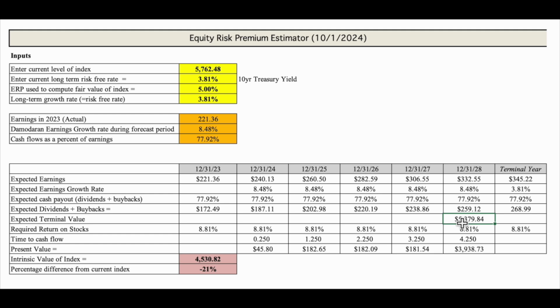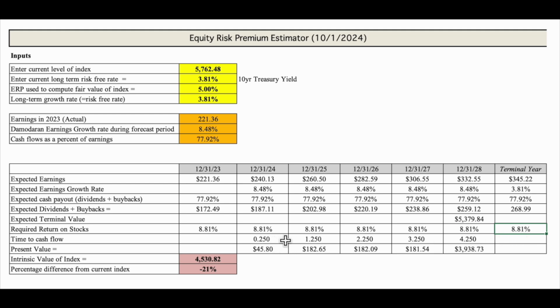Now, those future cash flows have to be discounted back to present value to get an estimate of the fundamental value. And what's the discount rate? It's the risk-free rate of 3.81 plus the required risk premium. That's 8.81, and that's shown here as the required return on stocks. Investors require a return equal to the risk-free rate plus the risk premium. So there's the discount rate every period, 8.81.